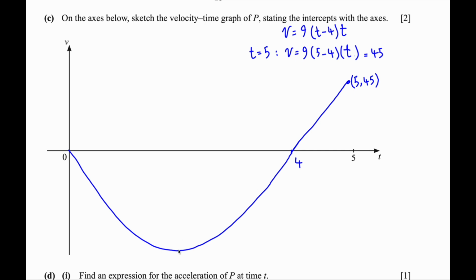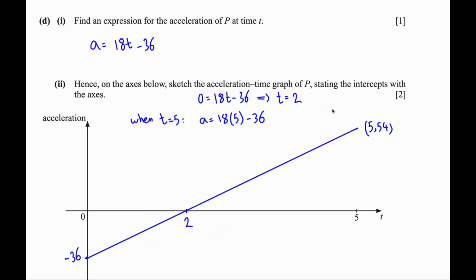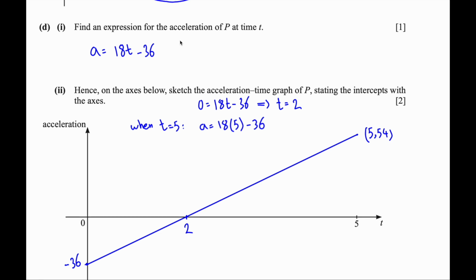And I have a minimum value, but since I'm not asked to find the minimum value, I just have to show the intercepts, which are at 0 and 4, as I found in part A as well. Those are the times where the velocity is 0. Of course, as usual, I plug in the maximum value of my domain to get the final point. In part D, I have to find an expression for the acceleration of P at time t.